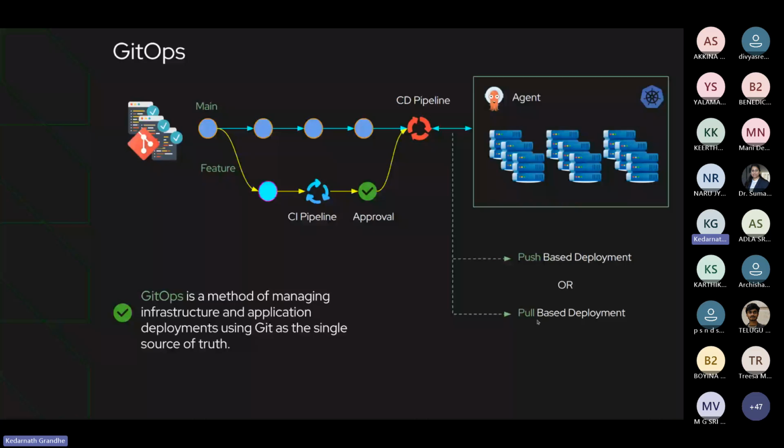So GitOps is a method of managing infrastructure and application deployments using Git as a single source of truth. If you look at this particular flow deeply, you will understand that nobody is allowed to make changes directly to the cluster. See, if someone logs in to the cluster and makes some changes in this particular server, this agent will compare the state of the Git and the state of the cluster. So it will quickly identify the difference.